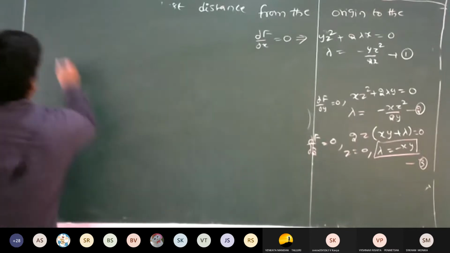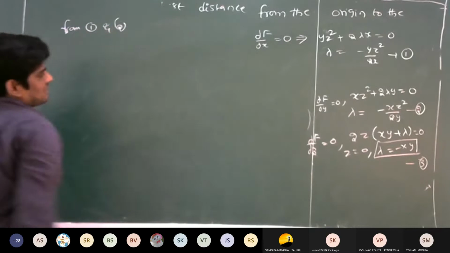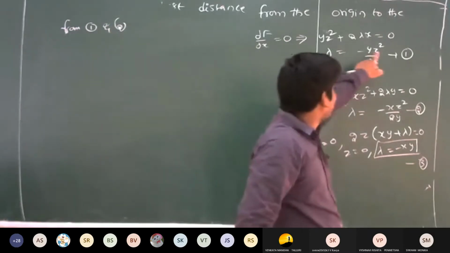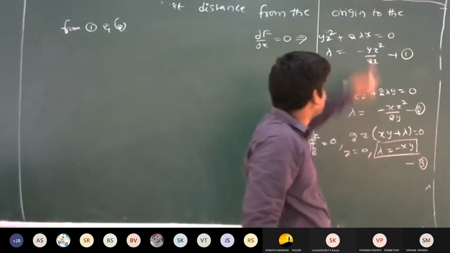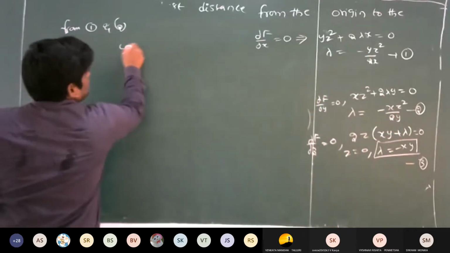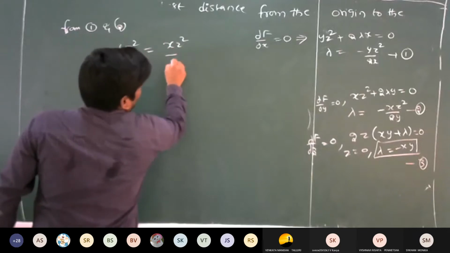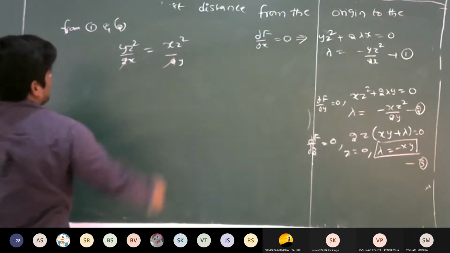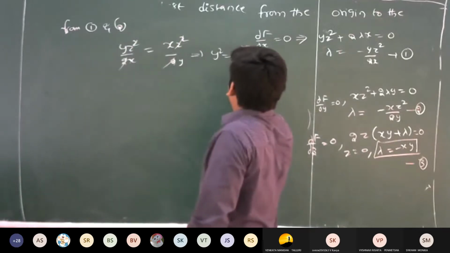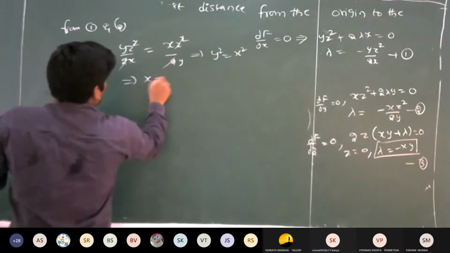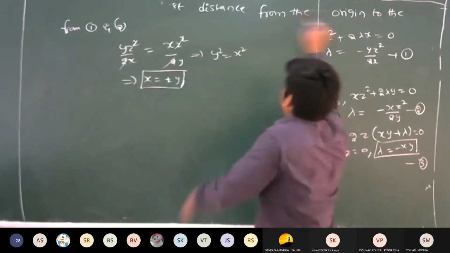So from 1 and 2, equating lambda values. Here lambda is equal to minus y z square by 2x, and here lambda is equal to minus x z square by 2y. The minus signs cancel. So y z square by 2x is equal to x z square by 2y. Here 2 and z square cancel, so y square is equal to x square. That implies x is equal to plus or minus y. This is one condition.